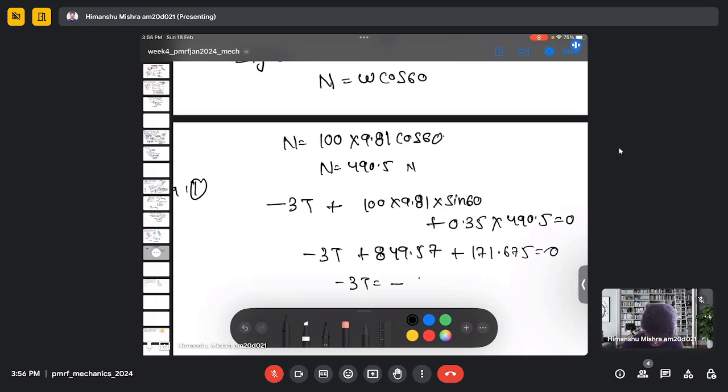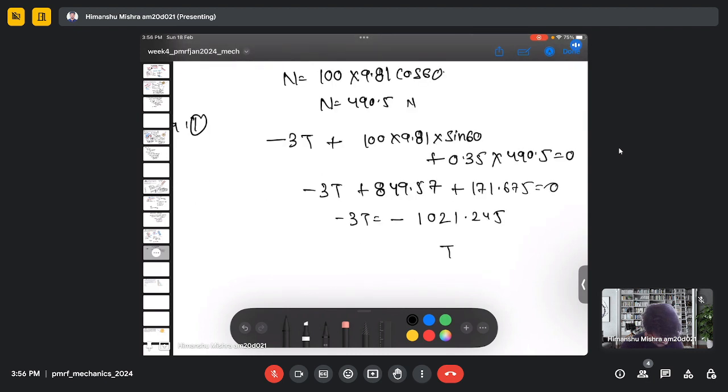This will be minus 1021.245. So my tension will be 340.4 Newton. So this is my tension.